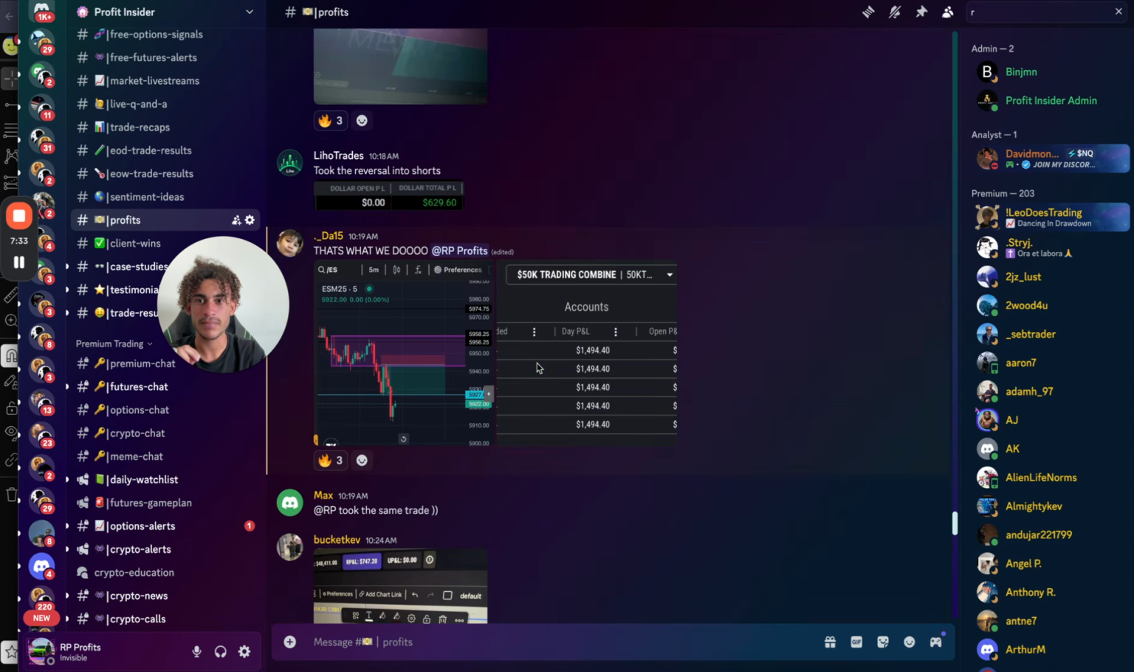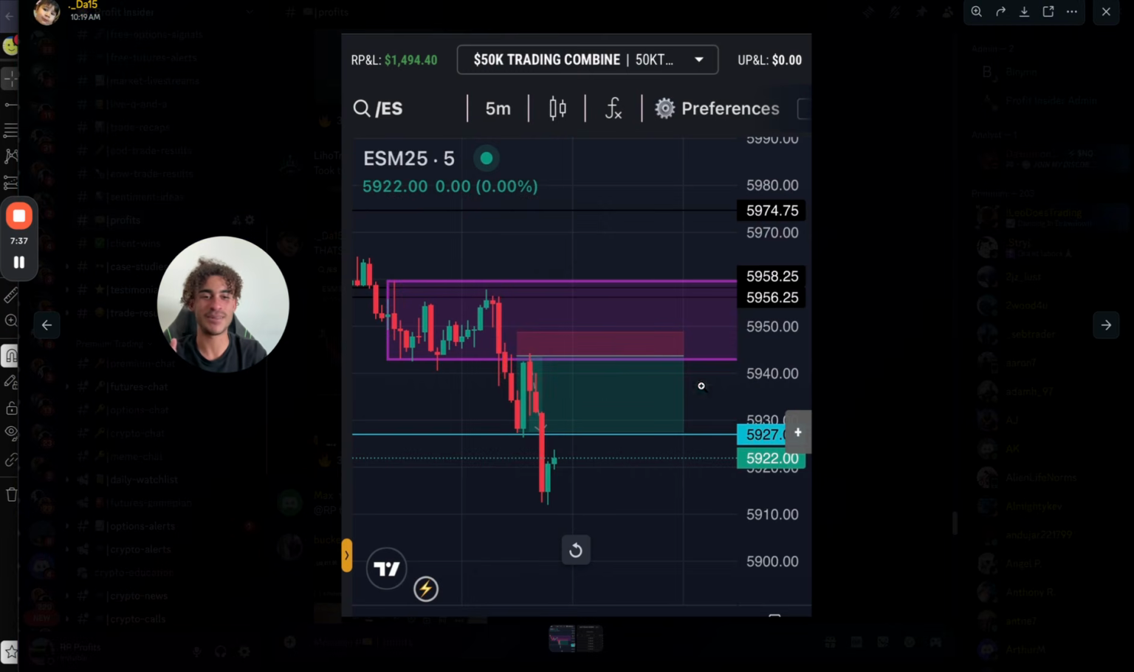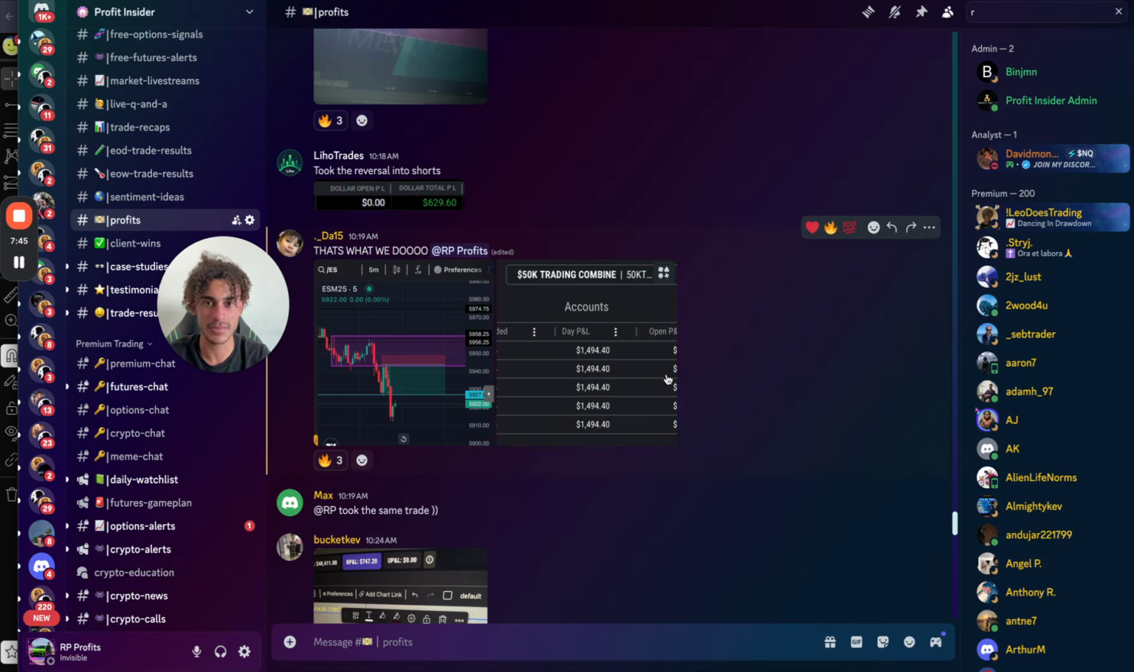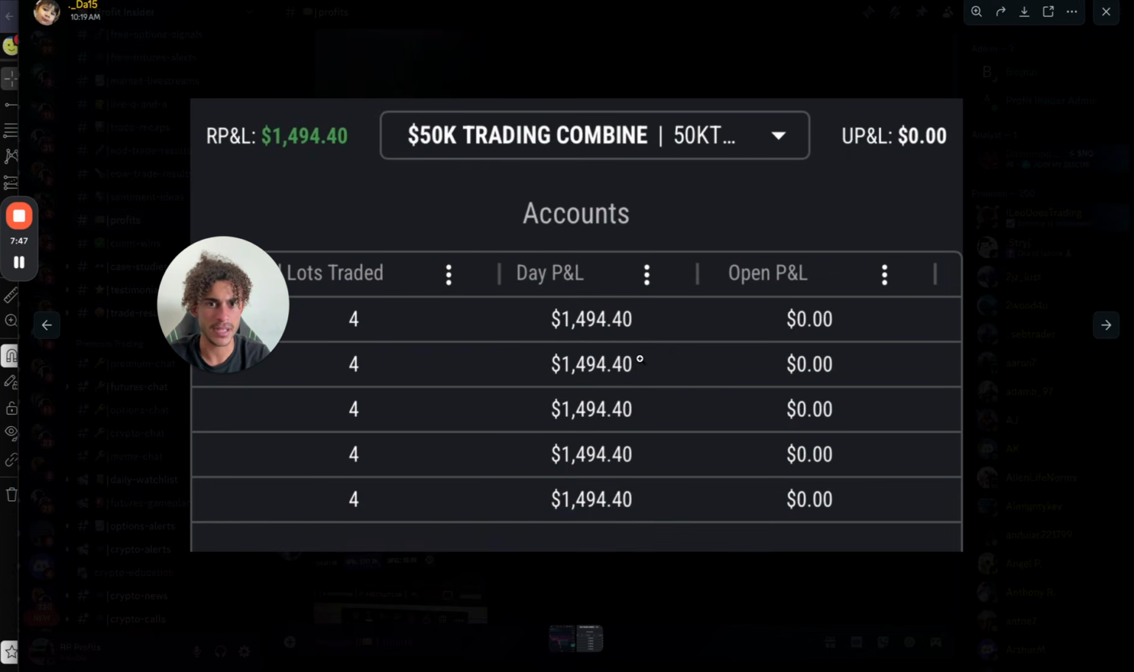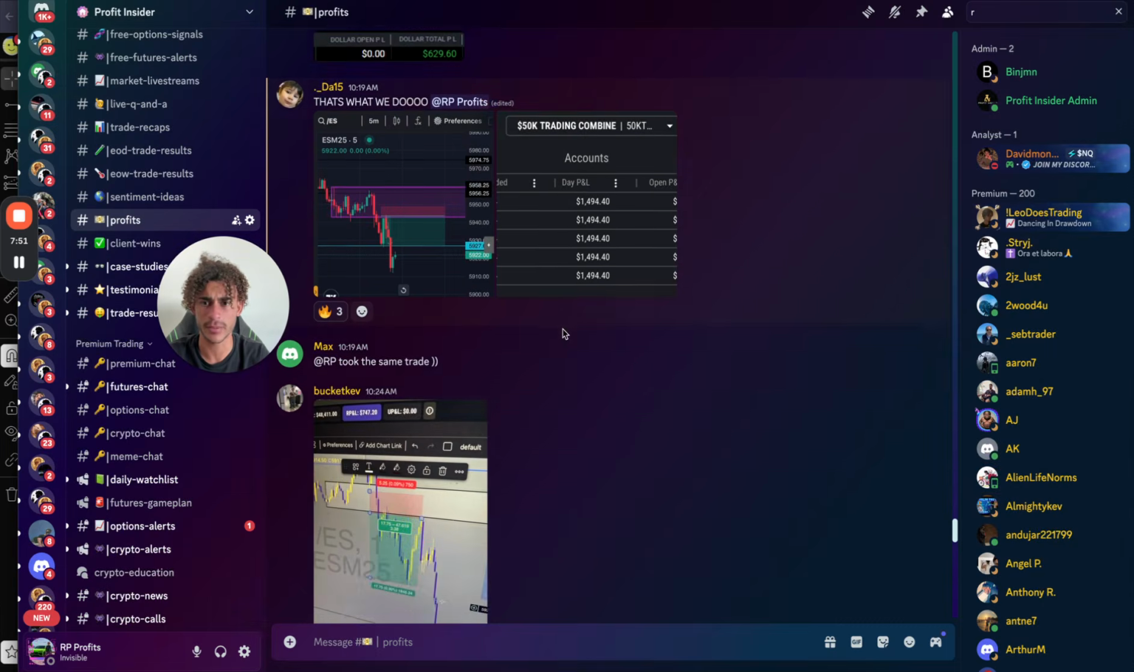Boom. Day 15 also took literally the exact same trade as me. I get so happy when I see that because it just shows me that you guys are following along and that you guys are just putting in the work and listening to what I'm sending out. So he took that same exact trade as me, same entry, and damn, he made about like $8,000 off of that. Honestly, a little bit more.